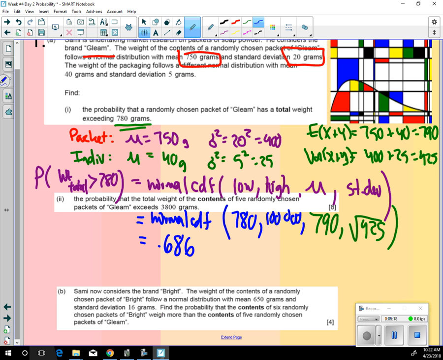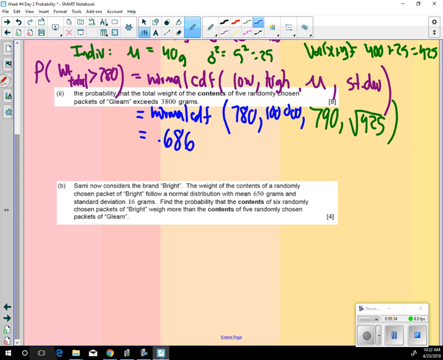Now, find the probability the total weight of the contents of 5 chosen packets exceeds 3,800. So all that you're doing with that is, and I'm running out of room here, so I'm just going to continue this down here, is you need to find the expected value of 5 of those x's, and the variance of 5 of those x's.